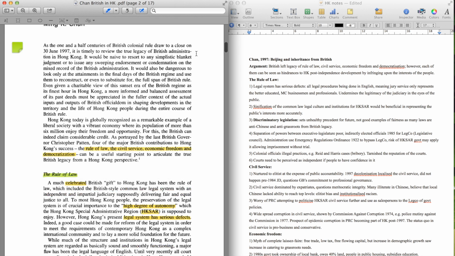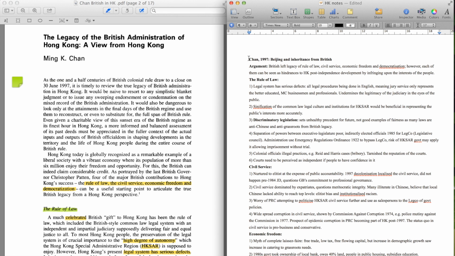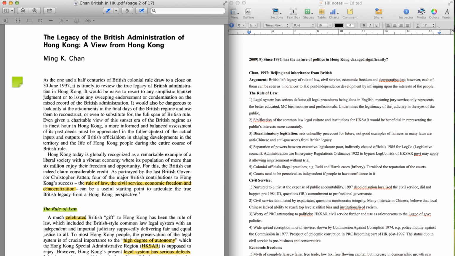So let's begin. For the sake of this video, I've taken this question, which is from a 2009 Chinese politics paper here at Oxford. So we've got, since 1997, has the nature of politics of Hong Kong changed significantly? So that is what our objective is going to be. We're going to try and find parts of this text that are relevant to helping us answer that question. In fact, it'll probably be much easier if I take this question and I'll put it here. There we go. So now we can see that, and that's going to be our objective throughout.